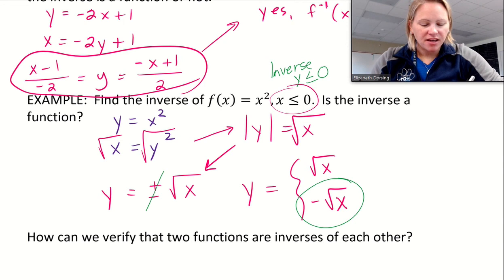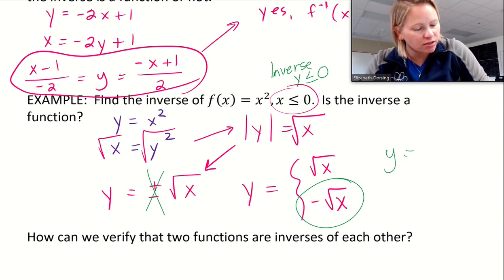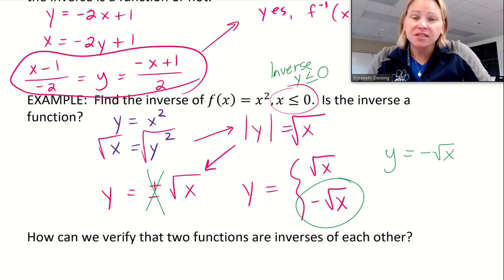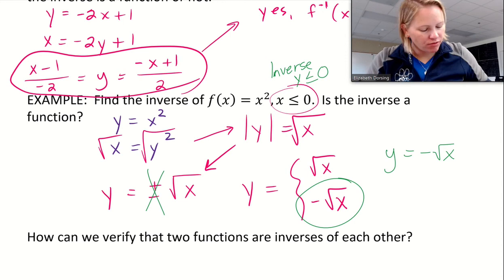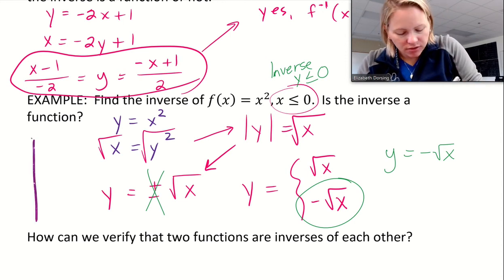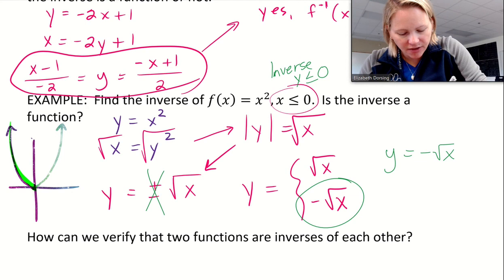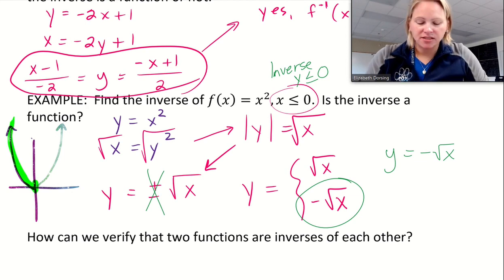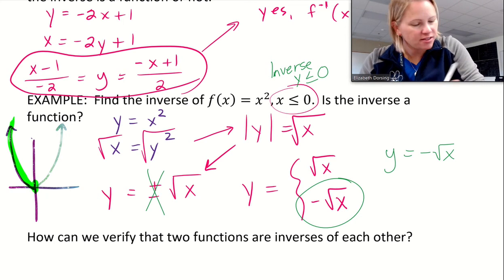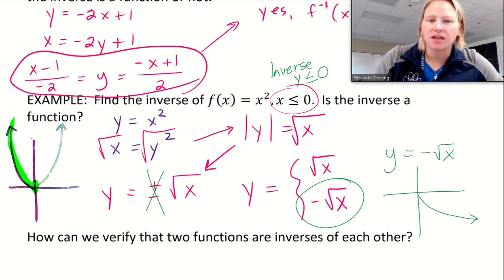So because of this, and because of all the thinking that I've had to go through, the inverse is actually y equals negative square root of x. Now, is this a function? The answer is yes, and here's why. When we go back up here to the original function and we graph it, we have a parabola, right? y equals x squared. But we only have the x values that are less than 0. We only have this half of the parabola. So it actually passes the horizontal line test. And if we were to graph this square root function, it would be the bottom half of a sideways parabola.